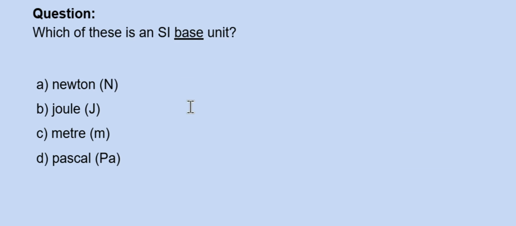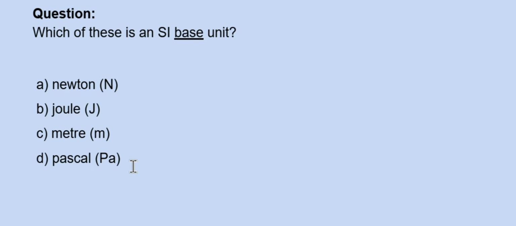Okay, question, which of these is an SI base unit? So we've talked about SI, but now I'm asking you, which one of these is a base unit? A, Newton, B, Joule, C, meter, or D, Pascal? The answer is C, meter. Why? Because although all 4 of them do belong to the SI system, they are all units in the SI system, A, B, and D are not base units. They are what is known as derived units.